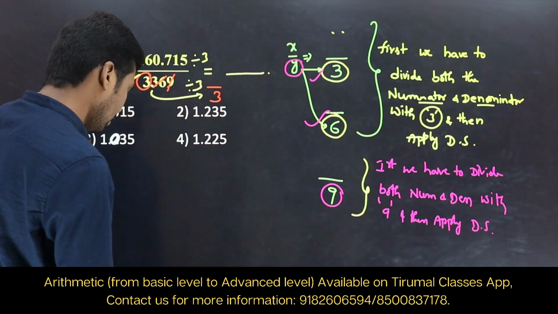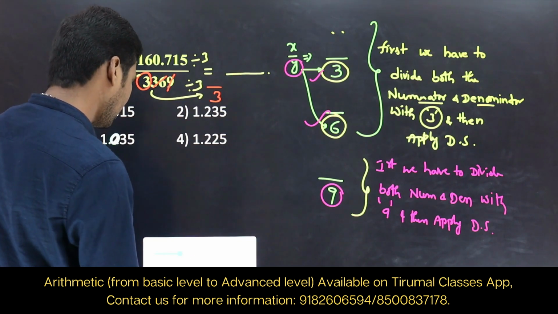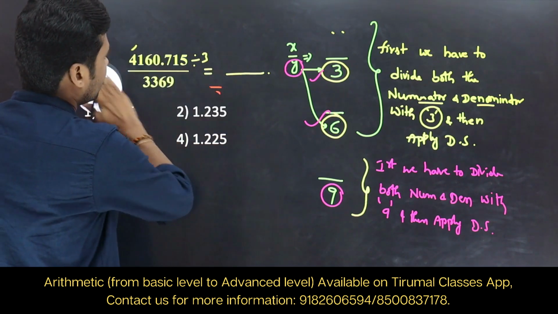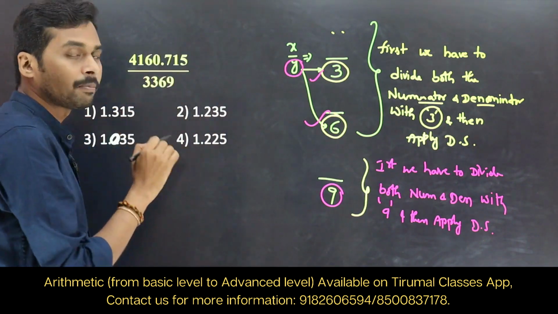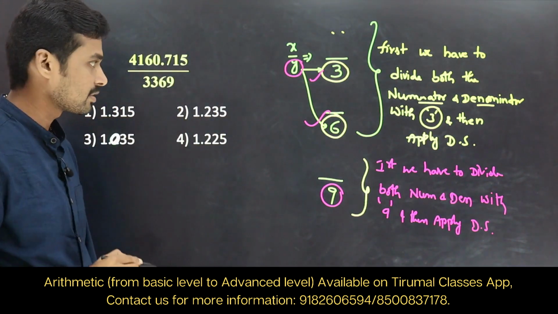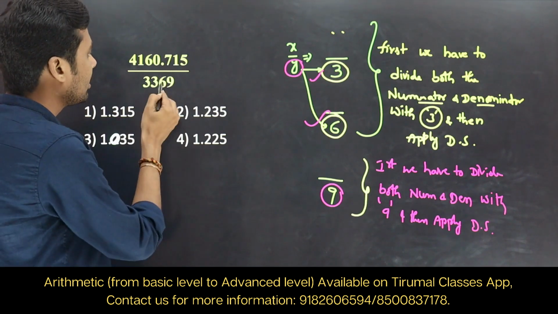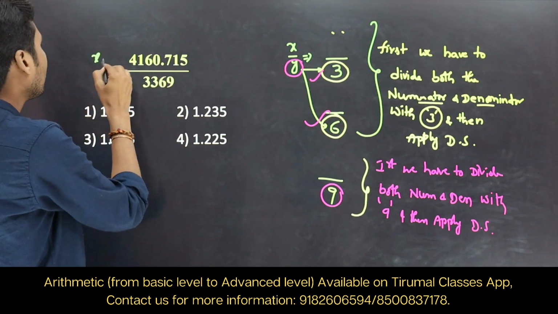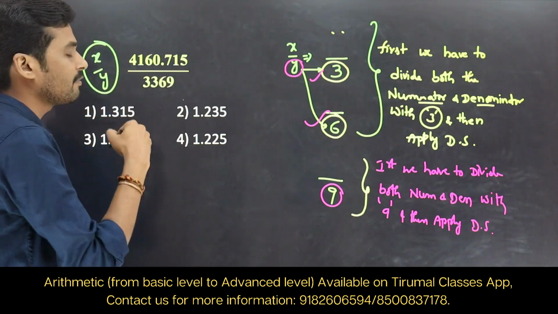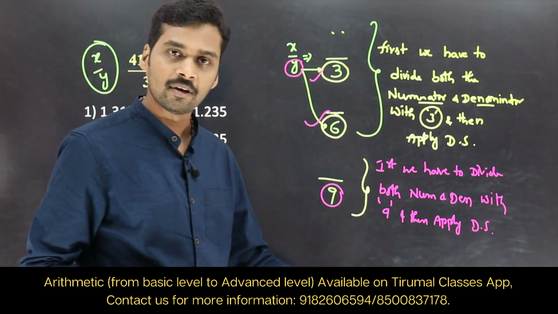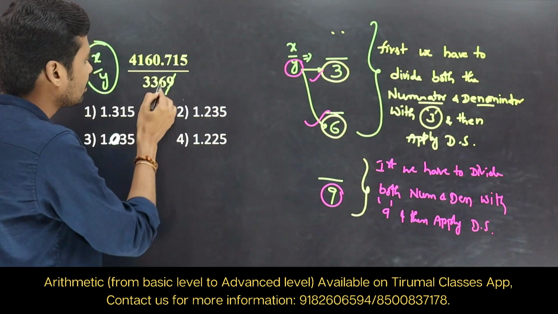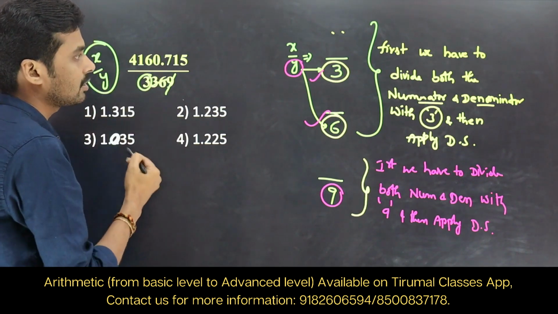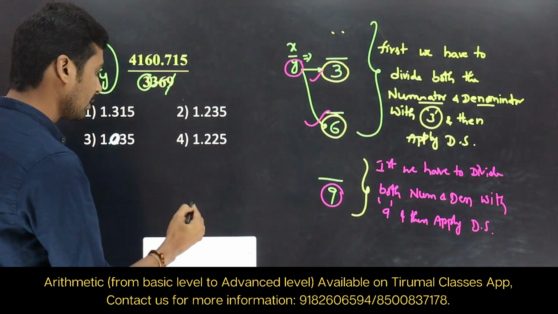Now if you see this one, once again these numbers: 4160.715 divided by 3369. So what is the denominator value? Anything in the form of x by y, the immediate first step is to take the DS part of the denominator. So here the DS of the denominator is 9, you can cancel out. 6 plus 3 is 9. So the remaining number is 3.